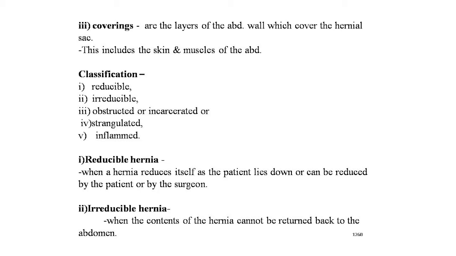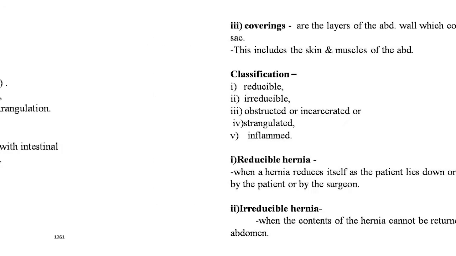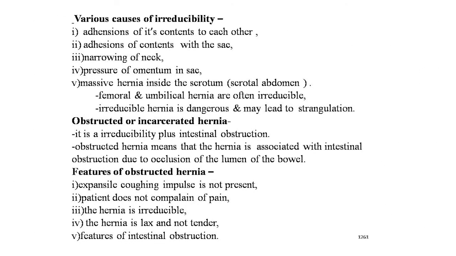In this, the internal ring of the hernial sac is very tight, and there is a high chance that it converts into a strangulated hernia, so that is called an irreducible hernia. Various causes of irreducibility are adhesions of the contents to each other, adhesions of contents with the sac, narrowing of the neck, pressure of the omentum in the sac, and massive hernia inside the scrotum and abdomen.